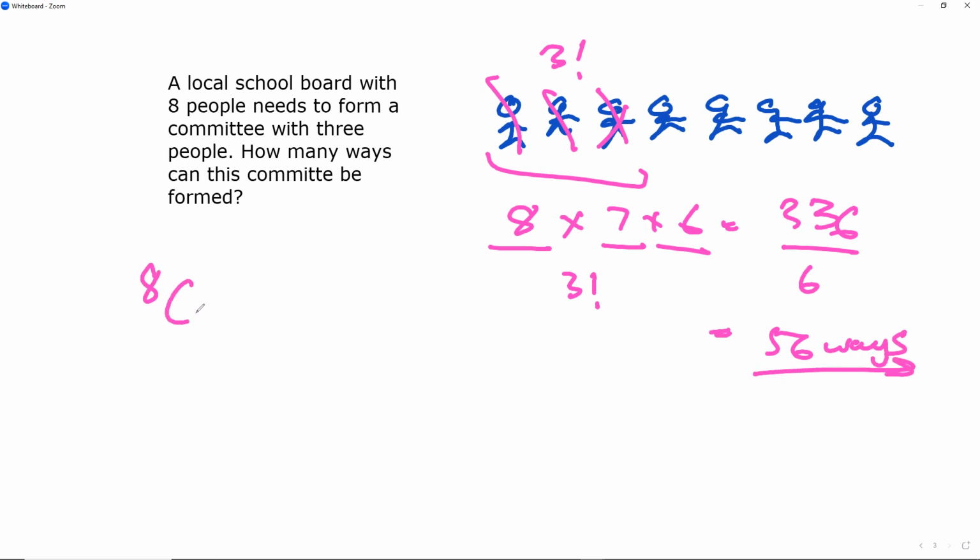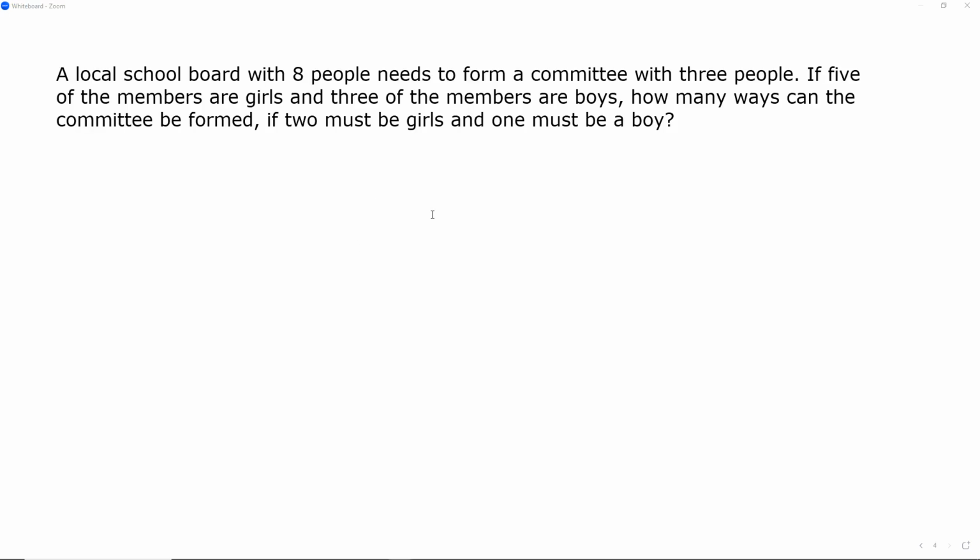This would be 8C3, which is 8 factorial over 3 factorial times 5 factorial. You can put that on a calculator as well. You press 8, shift, press the C button, 3, and it will come to 56 as well. Okay, but having a look at it manually like that, that's what it would be for that. Okay, so a local school board with 8 people, again, needs to form a committee. So we've got 8 people, 1 through 8, and need to form a committee with 3 people.